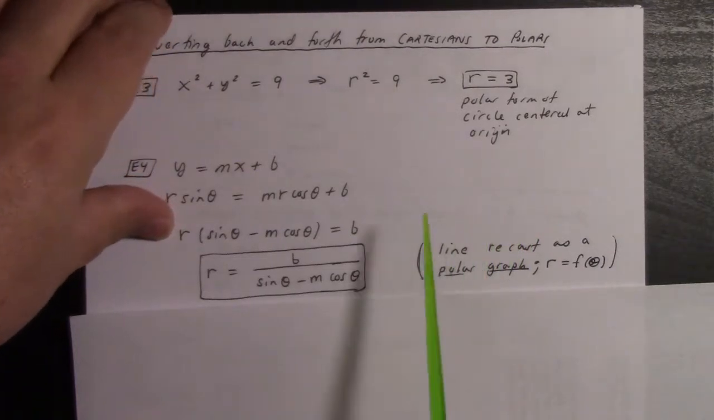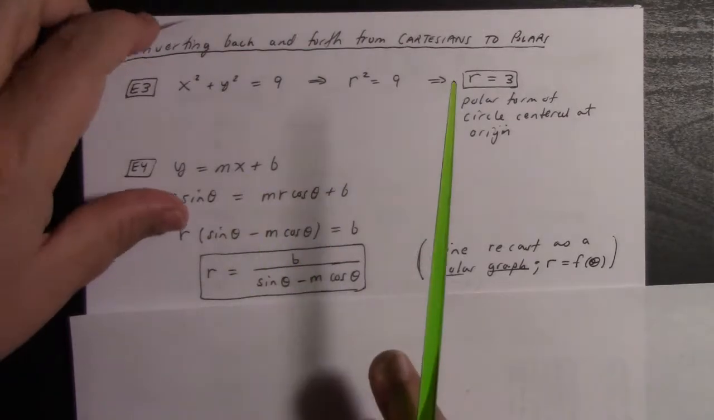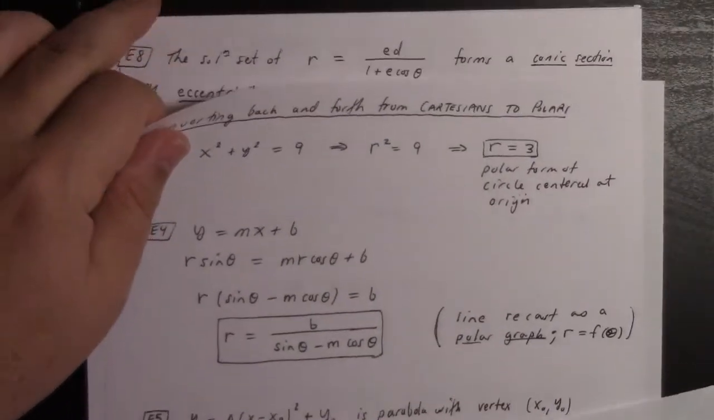So, moral of the story, circles are nice in polar coordinates, lines are nice in Cartesian coordinates. You gotta know, what's the right tool for the job.